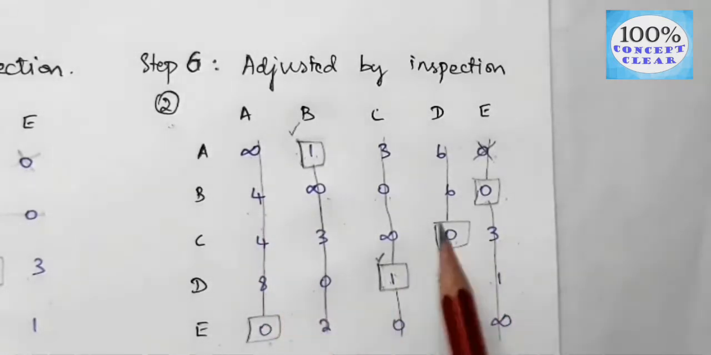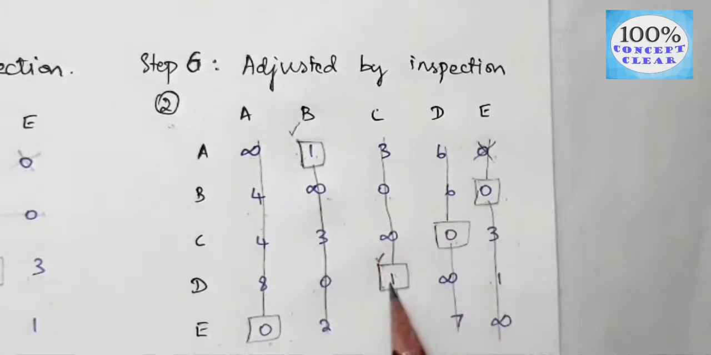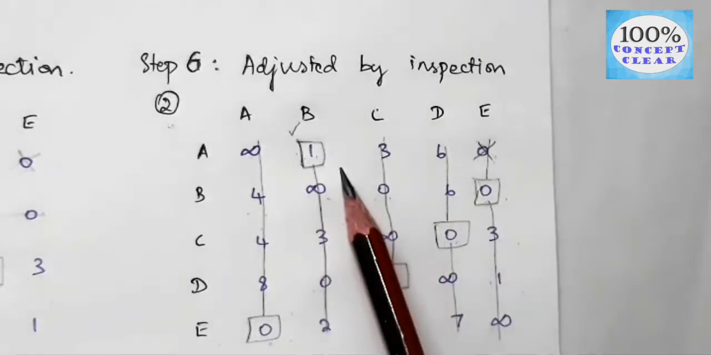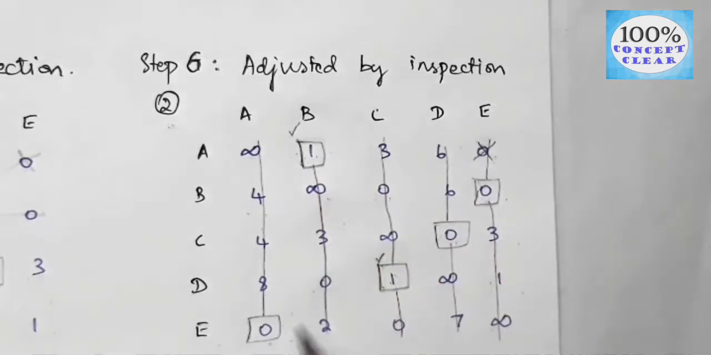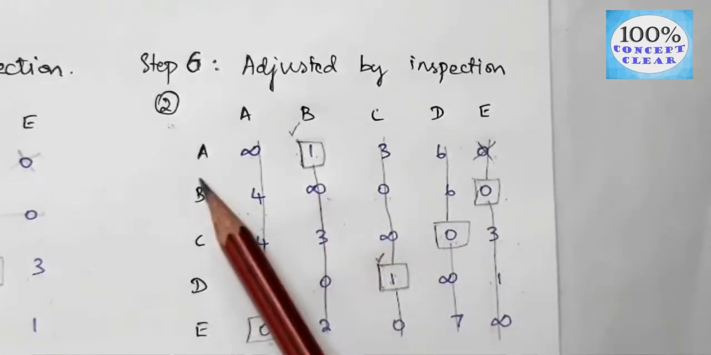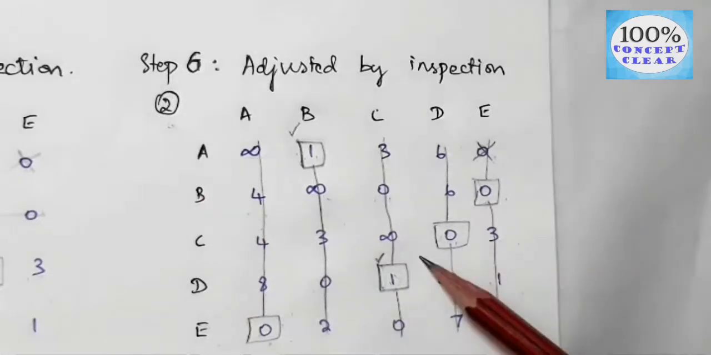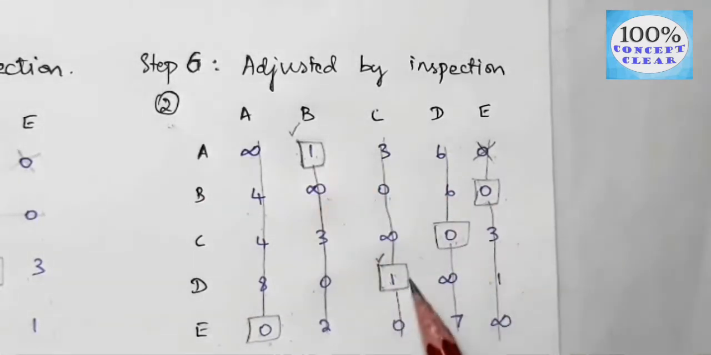Now check whether we have covered all the zeros. Yes, we have covered all the zeros. Now count how many cells we have marked. 1, 2, 3, 4, 5. We have 5 marked cells, and also we have 5 cities. So now check whether these marked elements satisfy the travelling salesman condition.